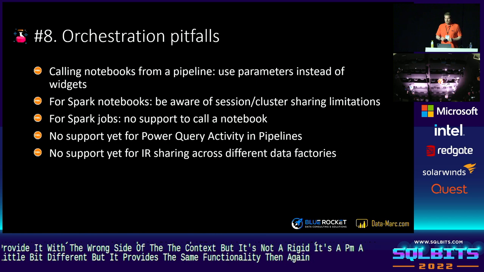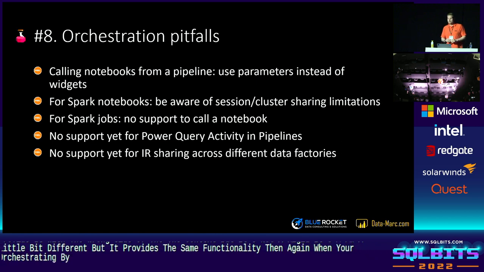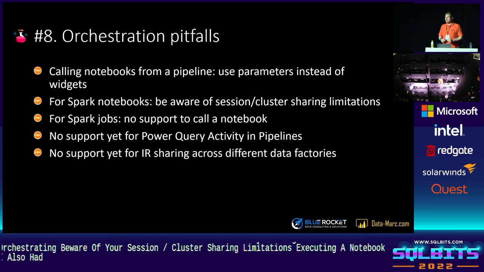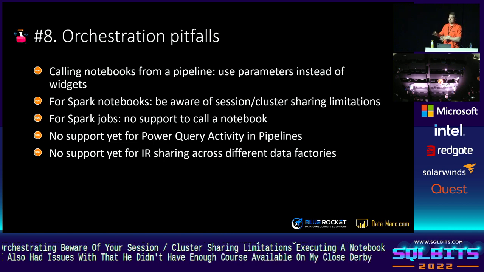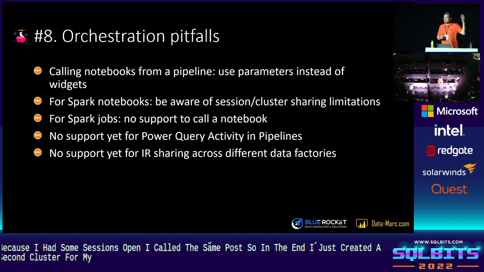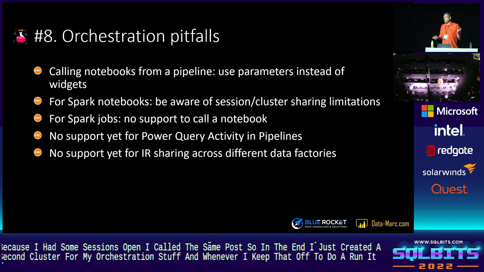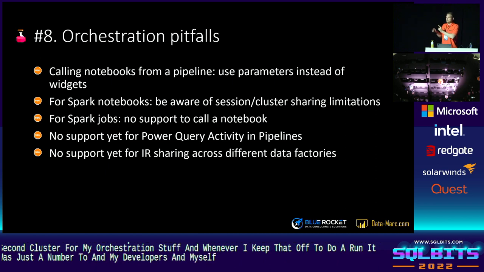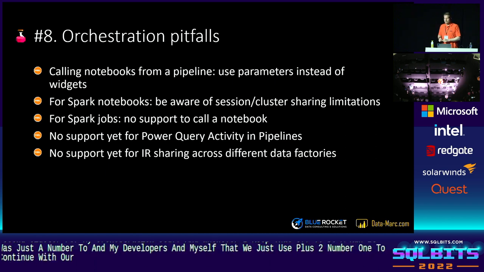Then again, when you're orchestrating, be aware of your session slash cluster sharing limitations. Executing a notebook, I also had issues that it didn't have enough cores available on my cluster because I had some sessions open on the same cluster. So in the end, I just created a second cluster for my orchestration stuff. And whenever I kicked that off to do a debug run, it was cluster number two. And my developers and myself, we just used cluster number one to continue with our work. Made our life a little bit more predictable in that way.